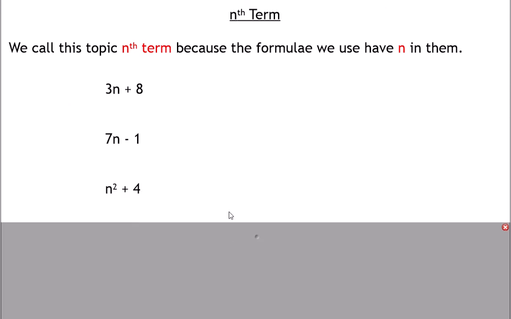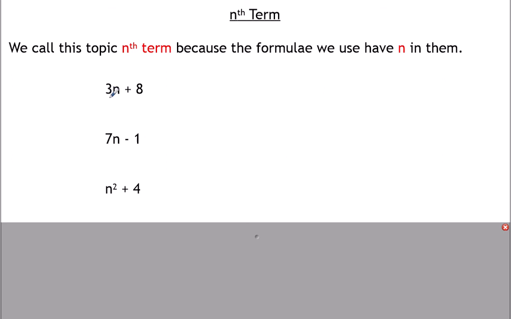Here are some formulas like last lesson where I asked you to work out the first 5 terms. So pause the video and see if you can remember how to work out the first 5 terms, and then when you're ready, press play.